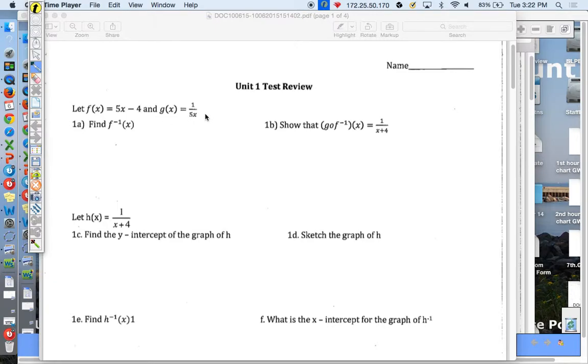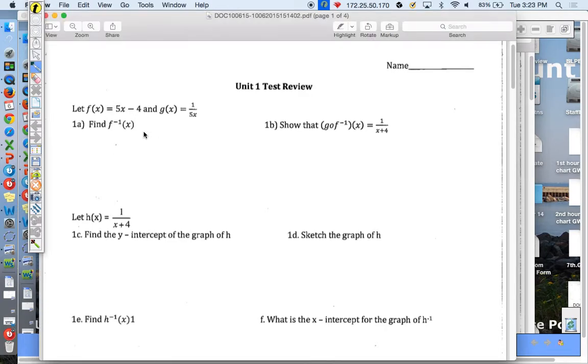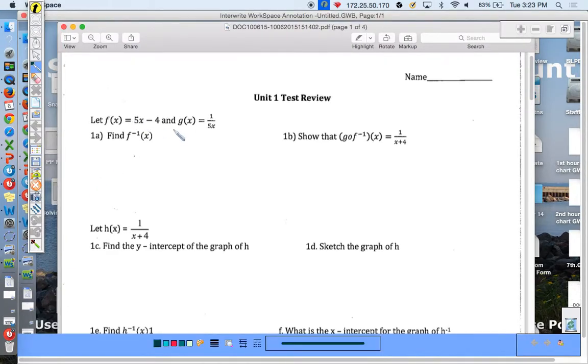Look at the Unit 1 review for this test. So this first one, we're asked to find the inverse of f of x. So I'm going to write down that f of x. So we know that f of x equals 5x minus 4. And by definition, this inverse, we switch our x and y.